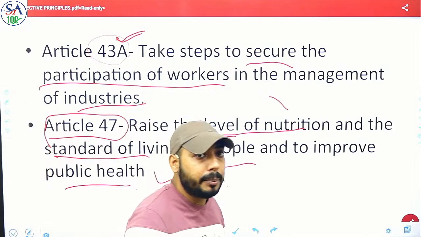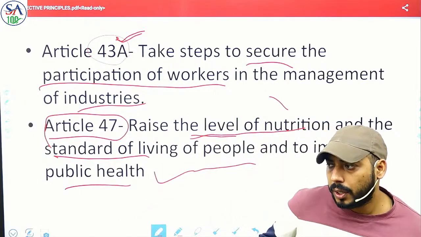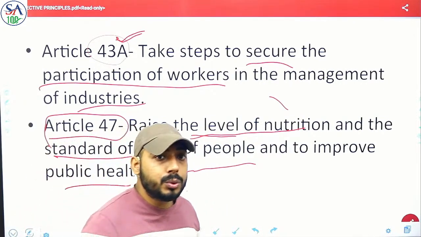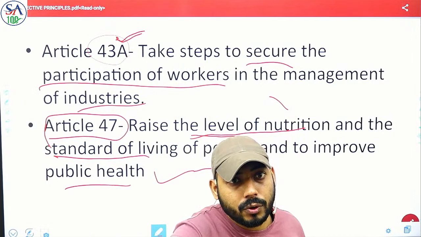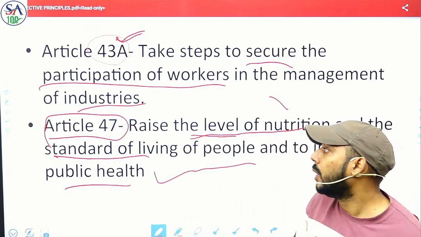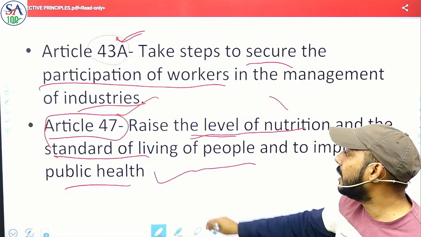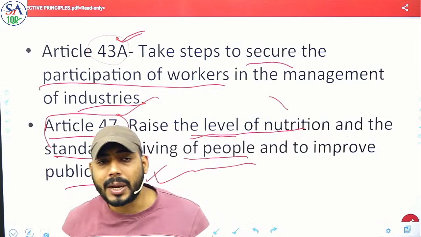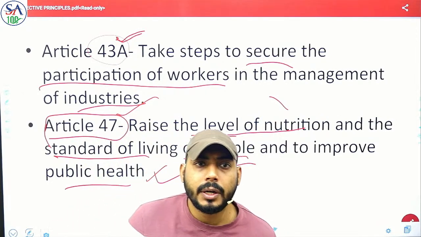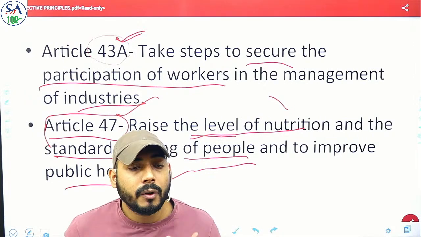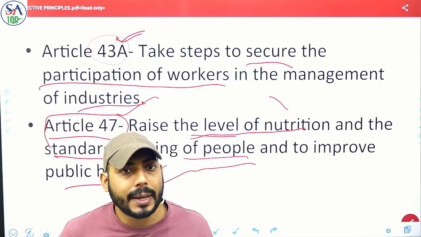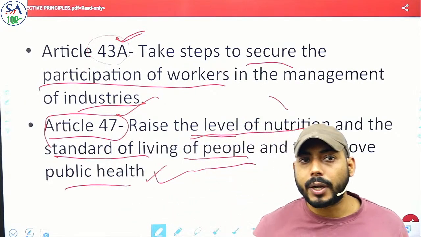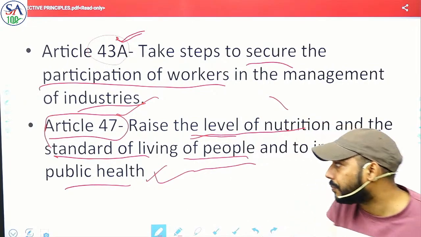For example, the midday meal. It is done with two objectives: to ensure that children come to school, and also that they have nutritious food over there. It is under Article 47, standard of living and public health. At primary, secondary and tertiary levels, different government hospitals are there, whose objective is to ensure public health. It is provided under Article 47 of the Indian Constitution.